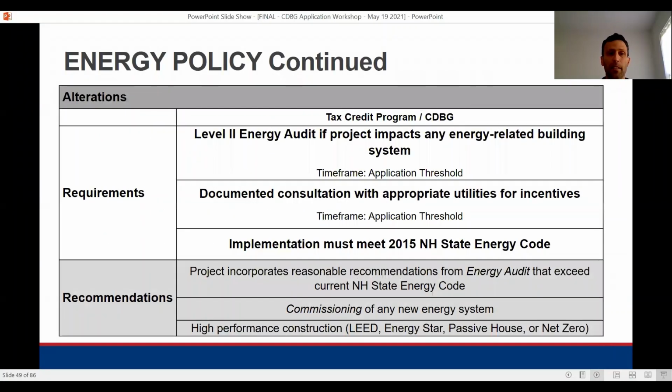Next slide, please. So the policy itself is really two slides, and it's available in the application and program guide, as well as on our resource website for you to look through.